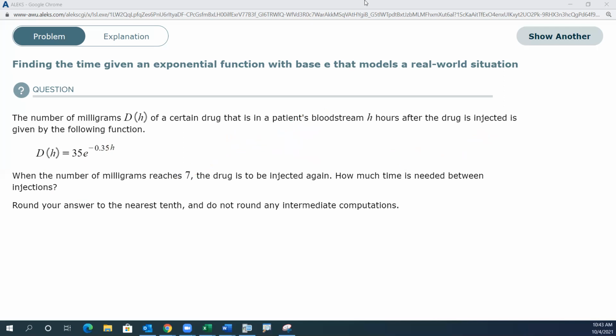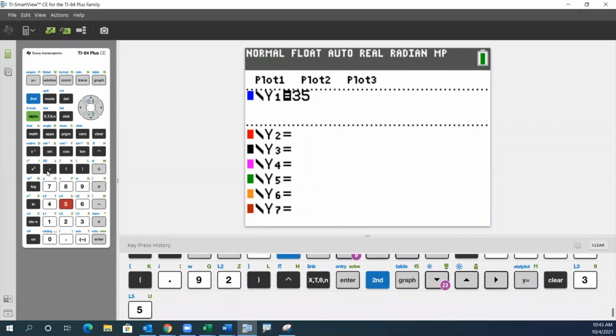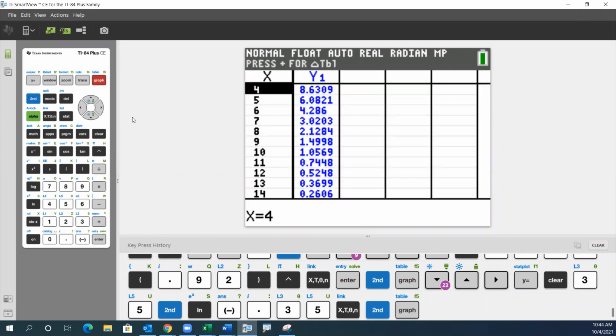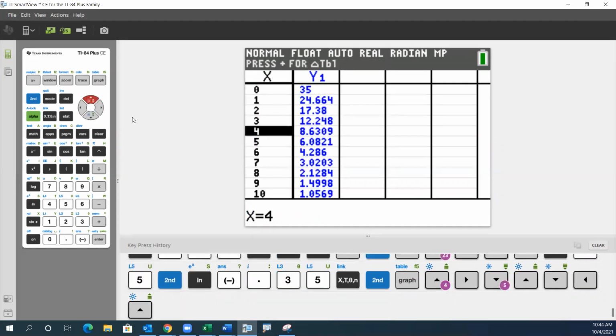Well, one thing we could do, and maybe this is like cheating, but I can live with it, is type in the function. There it is. What was it? Negative 0.35, negative because it's decreasing, it's decaying the amount. We could just go to the table and say, at hour number 0, 35 milligrams. When did we get down to 7? We get down to 7 milligrams somewhere in here. So at about 4.5 hours. Boom. I mean, that's not perfect.